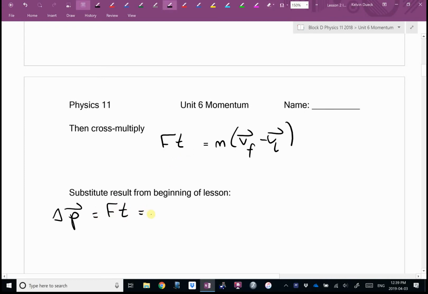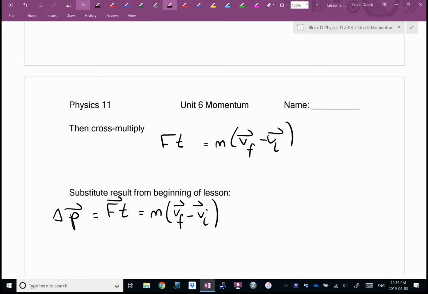And another way is to go m v final minus m v initial. Is that how I wrote it on your formula sheet? I don't think I quite did. This is 3 equations in one line. We only use 2 of these at a time, but they all equal each other.